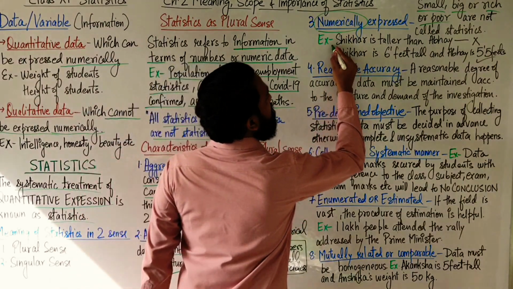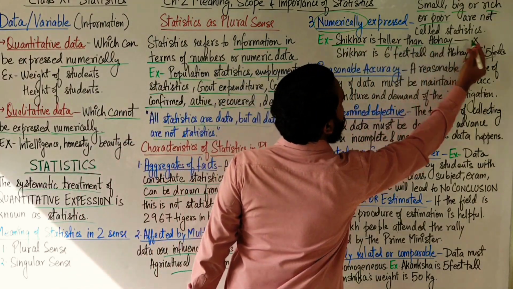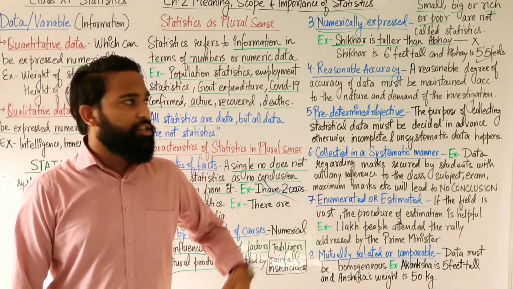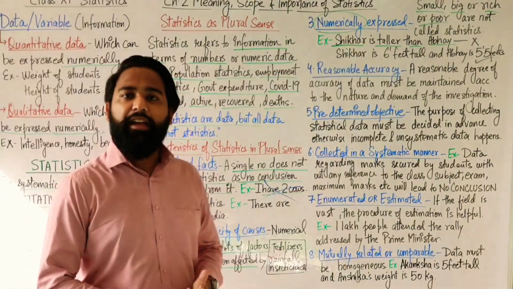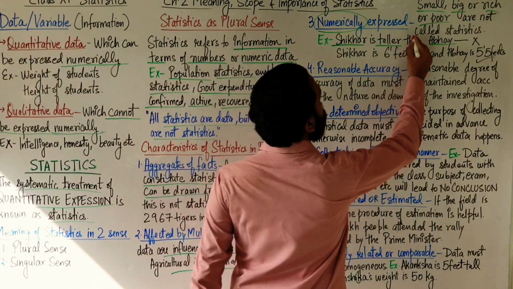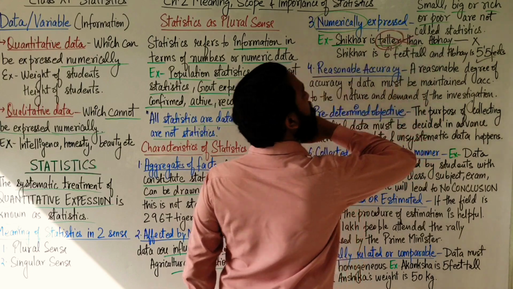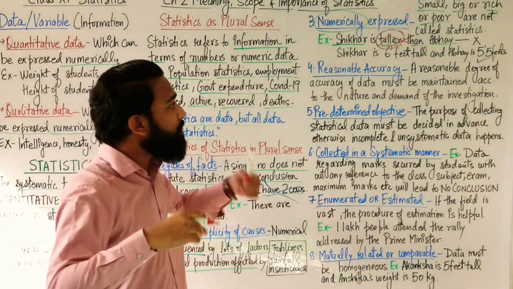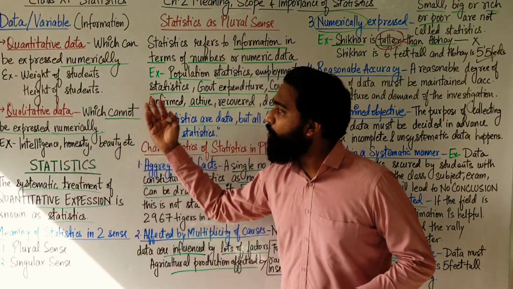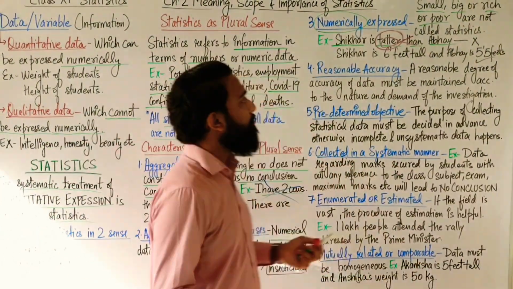Now, what is statistics? Let's see. For example, Shikhar is taller than Abhay. Tell me, is this statistics? Shikhar is taller than Abhay. Is this statistics? No, this is not statistics. You have to use the word taller. This is a qualitative term, which we studied here. This is a qualitative term. Fine.